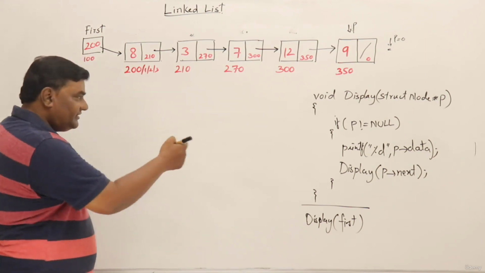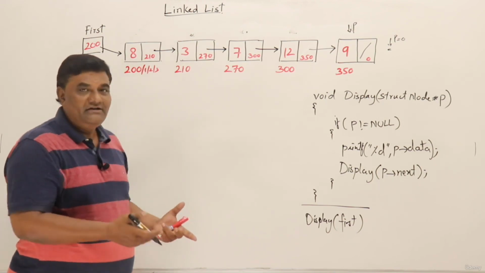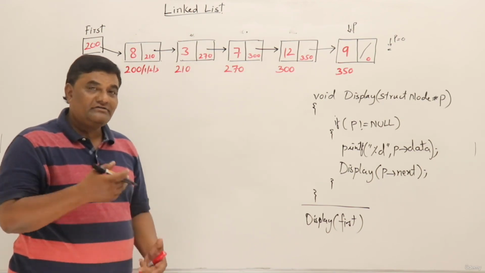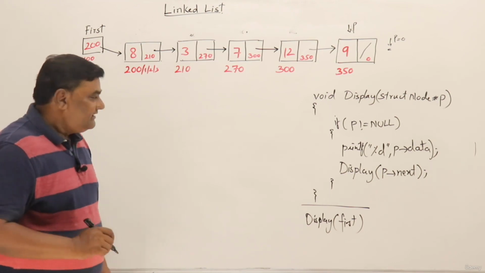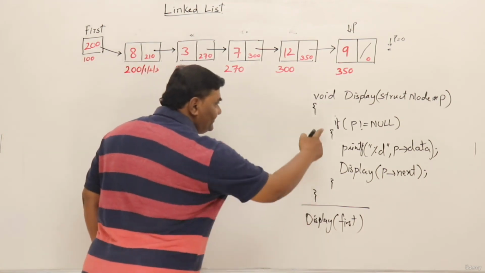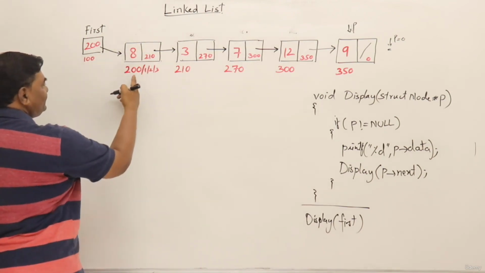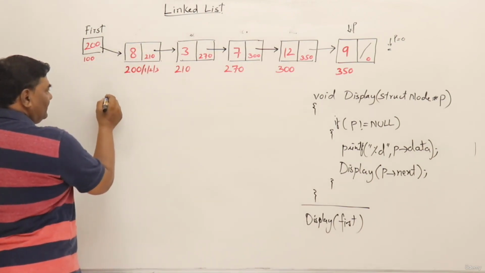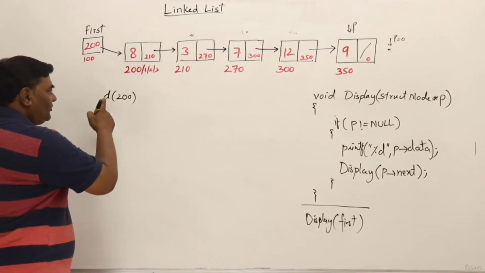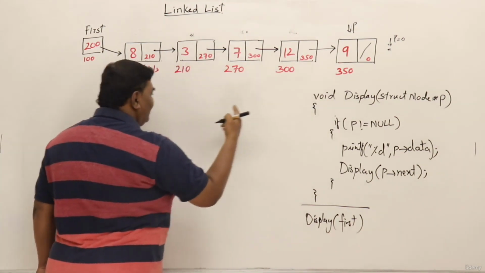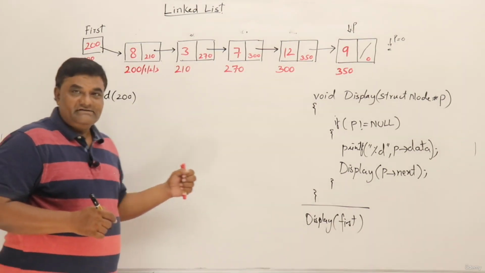So I will trace that function and show you. This tracing is important because there are a lot of things we can do upon a linked list, and we can write recursive functions for them also. So let us see the tracing. The first time I call this function by passing first, that is the pointer of the first node, that is 200. So it will be called upon first, that is 200. I'm not writing the complete function name display, I'm just writing D for display. Let us see what it does.